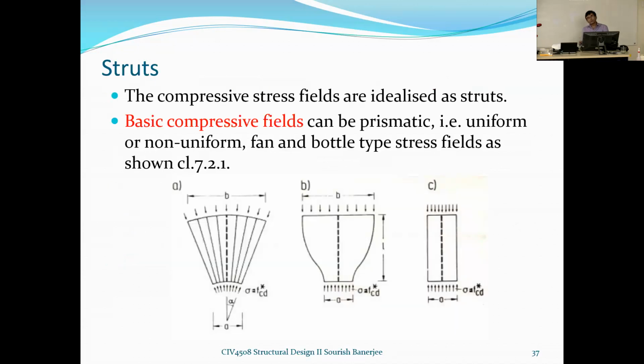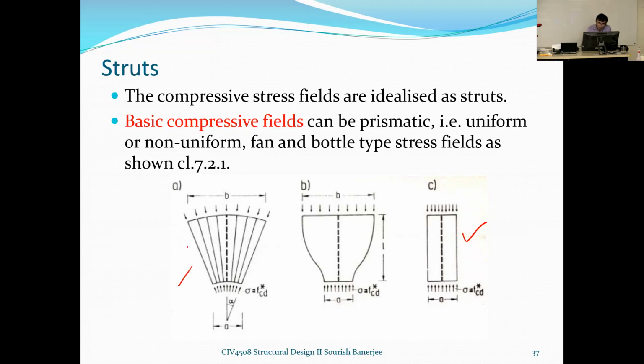Now let's look one by one at what these members are. First, we'll start with the strut. The compressive stress fields are idealized as struts. Struts are basically like columns, but you can think of them as a shorter version of a column. Basic compressive fields can be prismatic. That means a uniform compressive field. You can see this is uniform. That's called prismatic. Then you can have non-uniform types like the fan or bottle type.